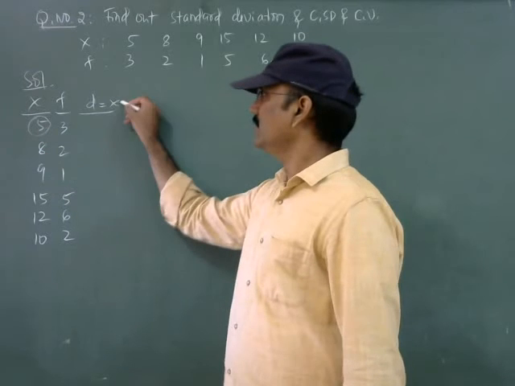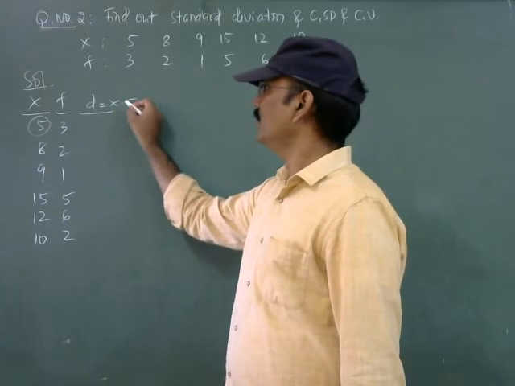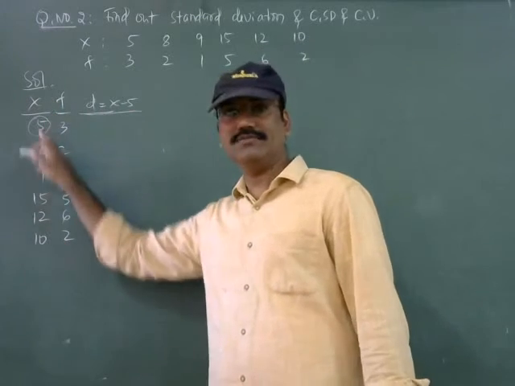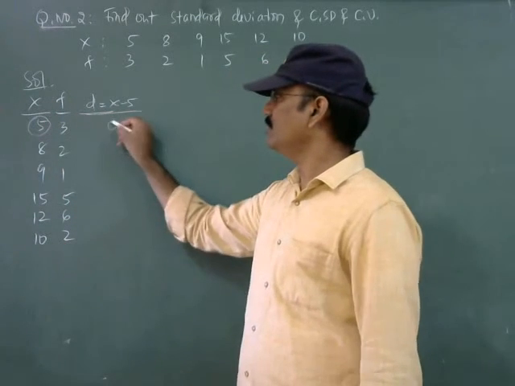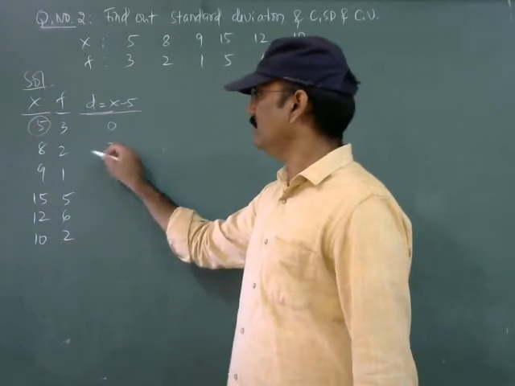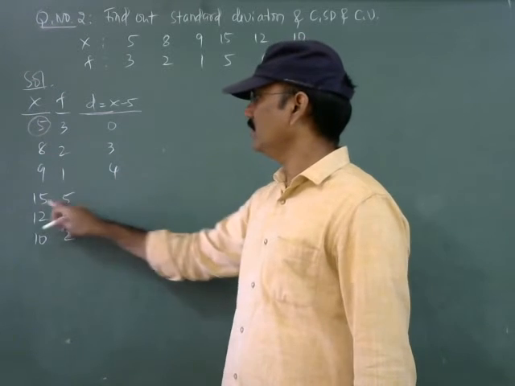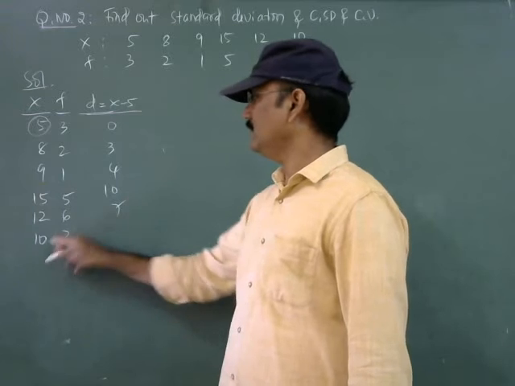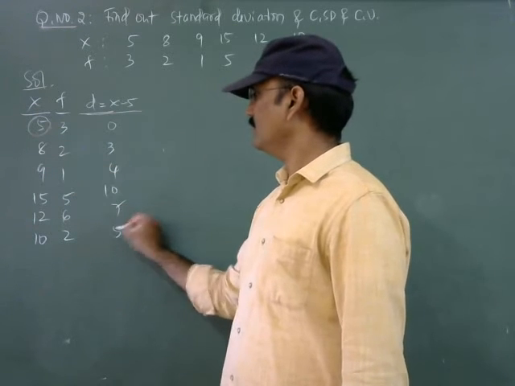So d is x minus 5, all x numbers minus the number 5. So 5 minus 5 is 0, 8 minus 5 is 3, 9 minus 5 is 4, 15 minus 5 is 10, 12 minus 5 is 7, 10 minus 5 is 5.